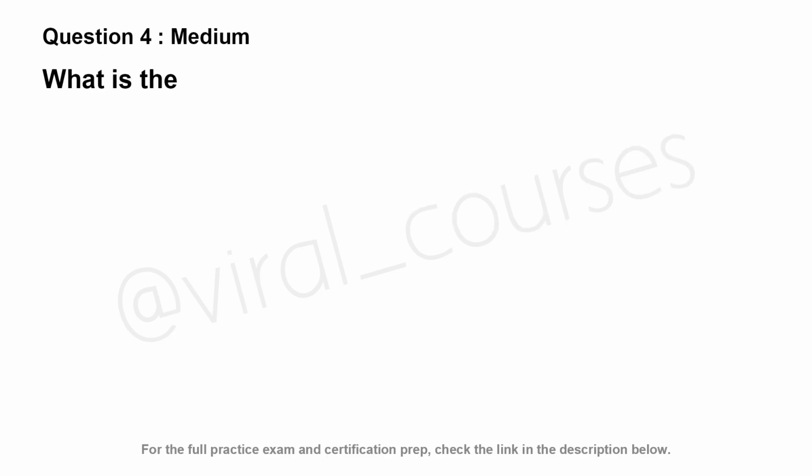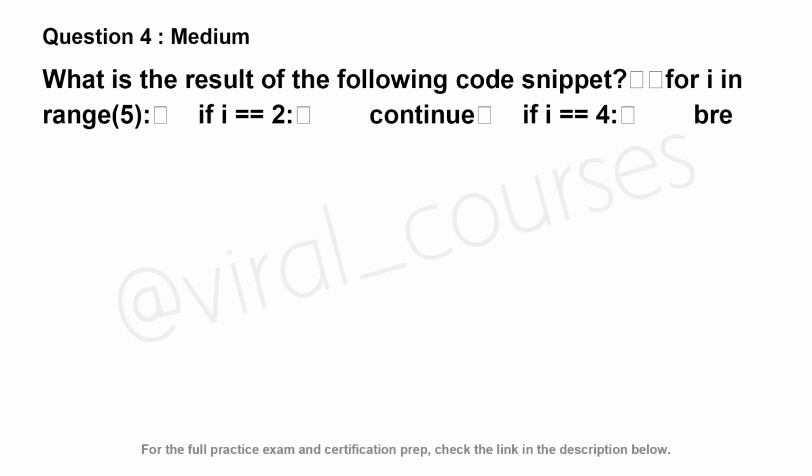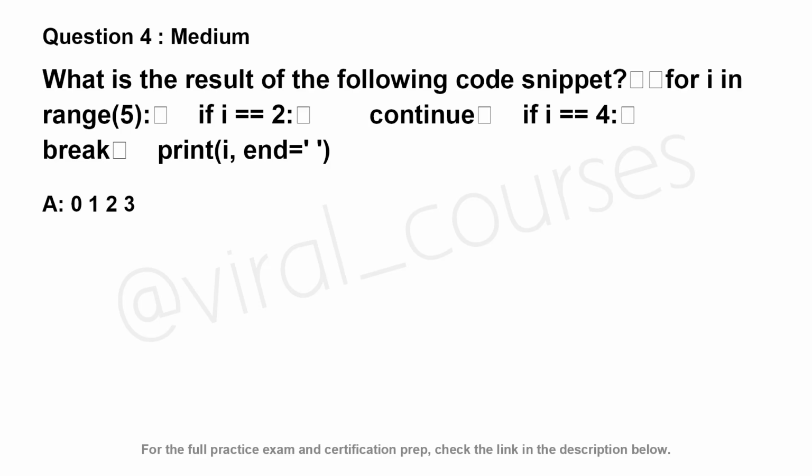What is the result of the following code snippet? for i in range(5): if i == 2, continue. If i == 4, break. print(i, end=""). Option A, 0, 1, 2, 3. Option B, 0, 1, 3. Option C, 0, 1, 3, 4. Option D, 0, 1.